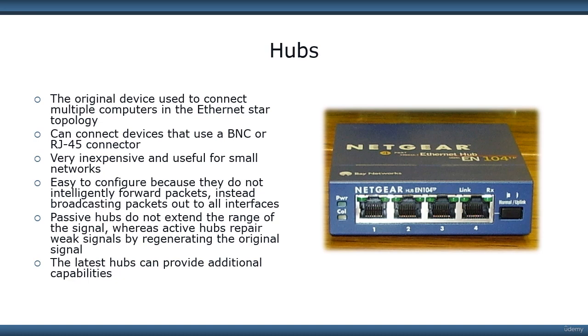There are two basic types of hubs, two basic categories, passive hubs and active. Passive hubs do not extend the range of the signal, whereas active hubs will repair weak signals and regenerate. So they're like that signal regenerating or intelligent repeater. The latest hubs can provide additional capabilities. When you see things like switching hubs, intelligent hubs, that usually alludes to them having some type of forwarding capabilities, which actually, based on our previous discussion, kind of moves them out of layer 1 and into layer 2.